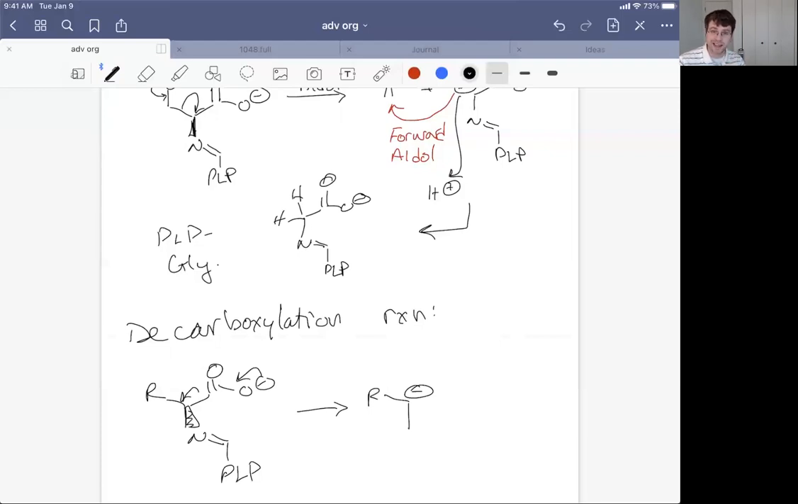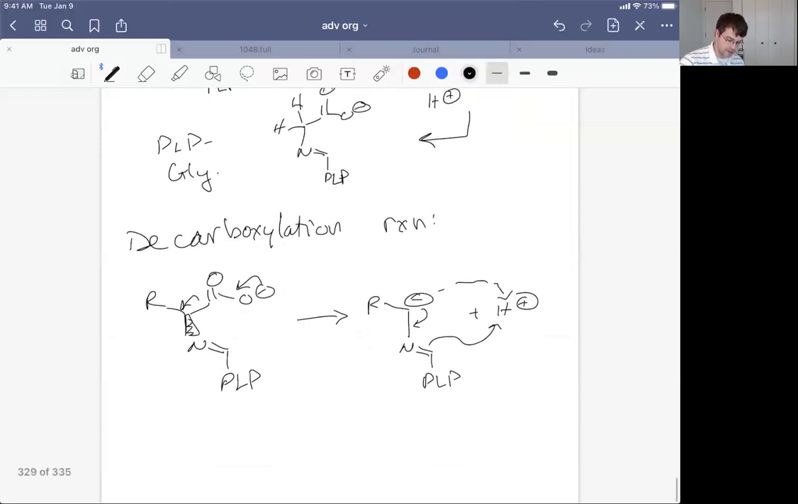The CO2 was negative, now it becomes neutral. Where does the negative charge go? It goes at the alpha position where it's stabilized due to the electron sink from the PLP. Okay, if we do a decarboxylation, we can push the electrons through, but we can add an H plus either at the alpha position, or we could come down and add it to the position nearby the PLP.